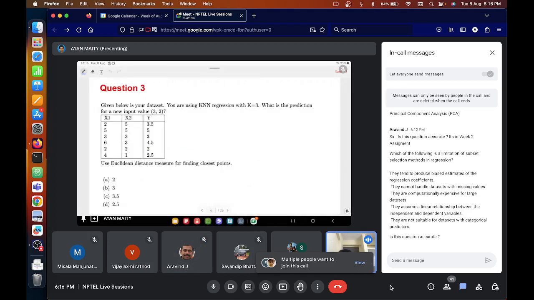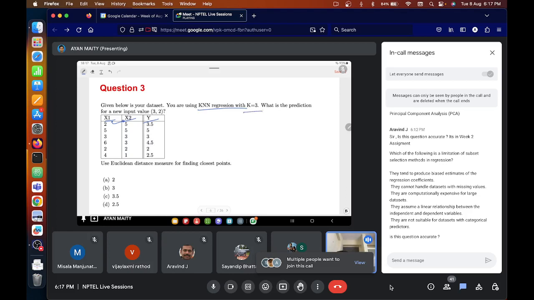So now we move on to question 3. This question is on KNN regression, or K nearest neighbor regression. The dataset given below has x1, x2 and y. x1 and x2 are the two features in the data, and y is the output variable or the target variable that you have to predict. And you will use KNN regression with k equals 3.